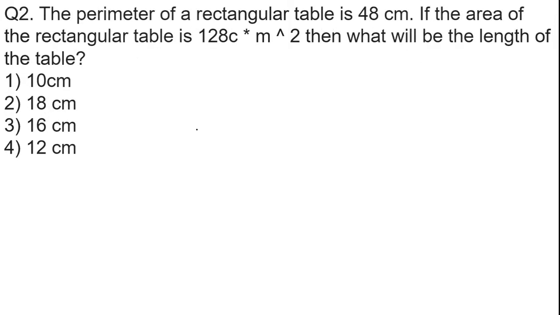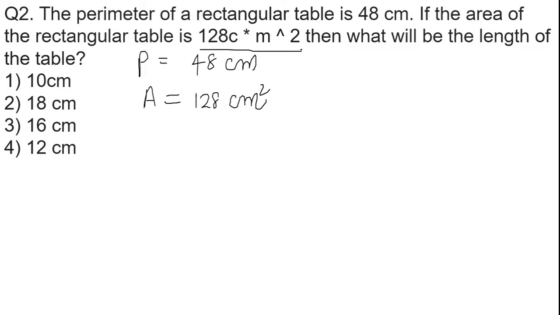Now they have given here the perimeter of a rectangular field table is equal to 48. Now this is a very simple question. The perimeter they have mentioned of a rectangular field is equal to 48 centimeter. Next thing that they have mentioned is the area that is equal to 128 centimeter square. Please note this is 128 centimeter square. They have asked us to calculate the length of the table.